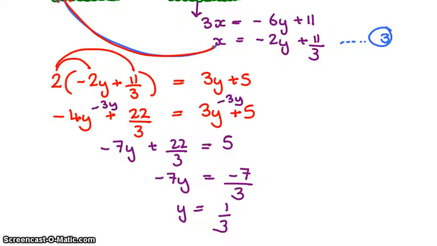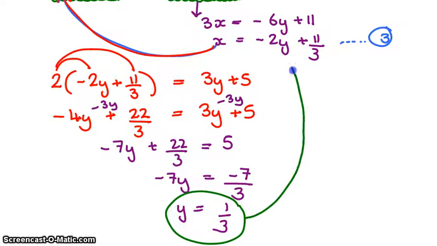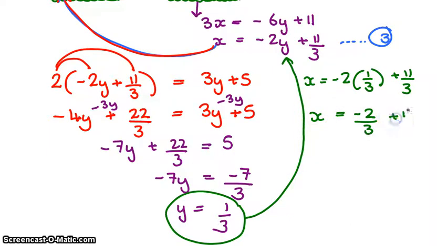Now finally, I can take this y value and put it back into equation 3, because I have x isolated. So x would be negative 2 times a third plus 11 over 3. And again, you're welcome to just pick up a calculator. This is negative 2 thirds plus 11 over 3, which I think is going to give me 9 over 3, which will give me 3. But check on your calculator, and it does indeed give me 3. So I have my two answers.